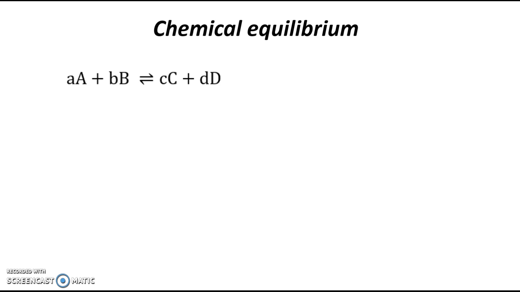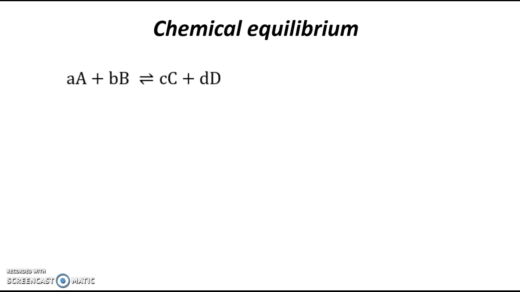And one of them is that it must be a closed system. So if gases were involved in the reaction, they wouldn't disappear, they would stay and react. And also both products and reactants must be present at all times.